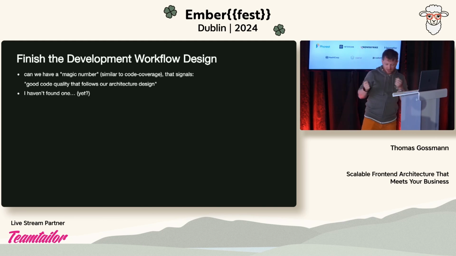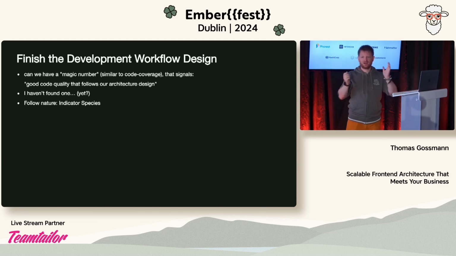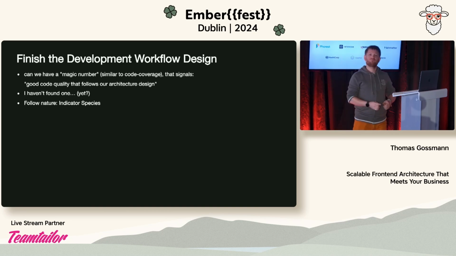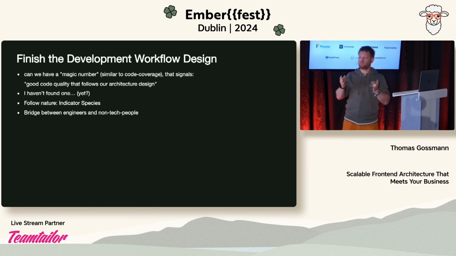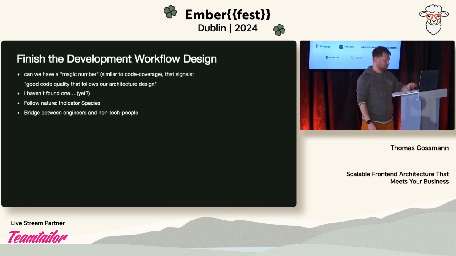So what else? Actually, Mother Nature came to the rescue. What biologists do is look at a certain biome or area of land and look for indicator species, animals or plants that live there only if the living conditions are good enough for them. So maybe we can use an indicator. And the indicator should bridge engineers and non-tech people, so they have a conversation based on the business, not on the technical implementation.